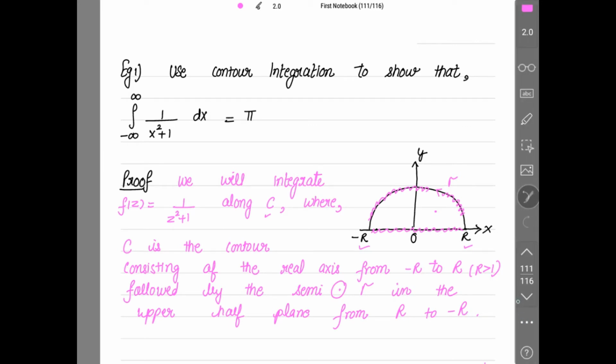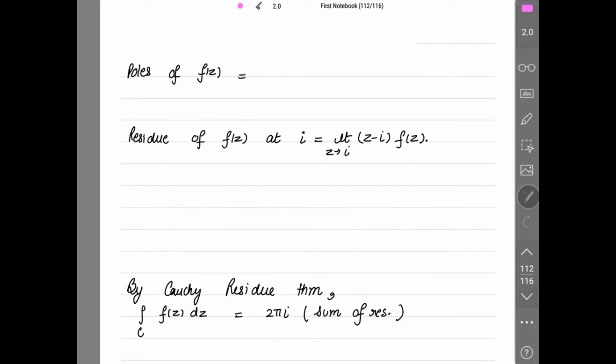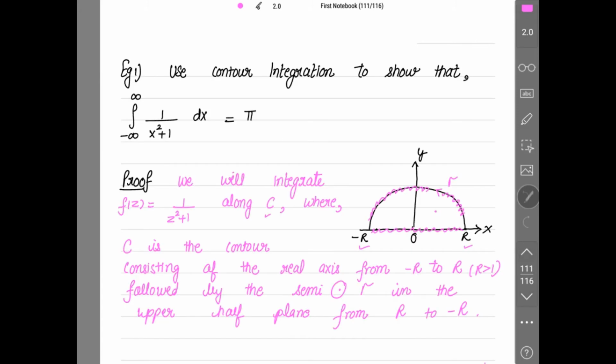Just replace x with your z. Now what are the poles of f(z)? What is f(z)? It is 1 over z square plus 1. What are the poles? Taking the denominator 0, poles are z equal to plus minus iota. Very good. Now the poles are z equal to plus minus iota.